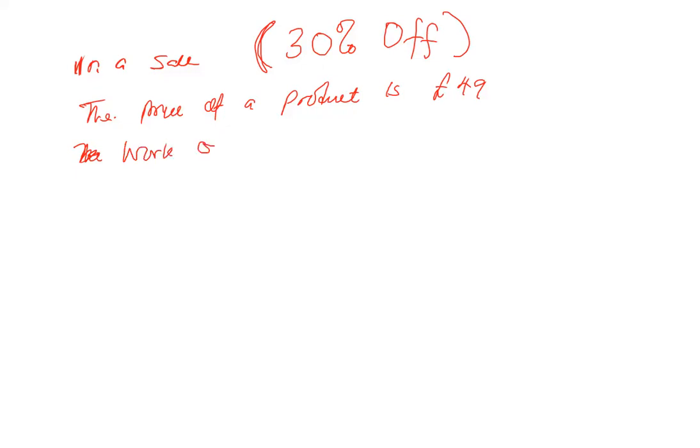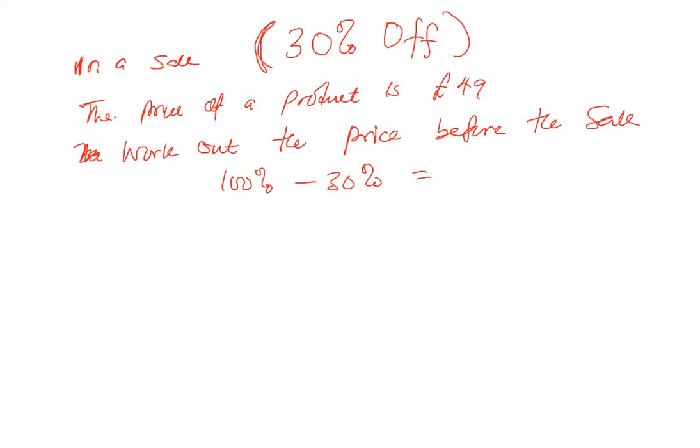Work out the price before the sale. Can you see? Work out the price before this. So that gives you what? 100% minus 30% gives you what? 70%. You see? Because it's 30% off. So always take it from 100%. Then convert that one to decimal. That gives you what? 0.7.